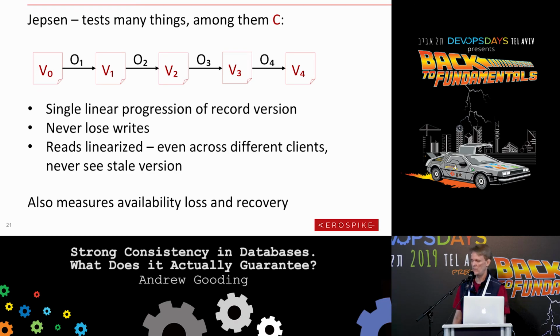So for us, he verified the strong consistency definition. He verified that we do indeed guarantee our single linear progression of record versions. We do indeed never lose writes. He did measure our availability degradation in extreme partition scenarios, and he did verify our linearized read mode, which is the hardest one to deliver. So he put the system through the wringer.